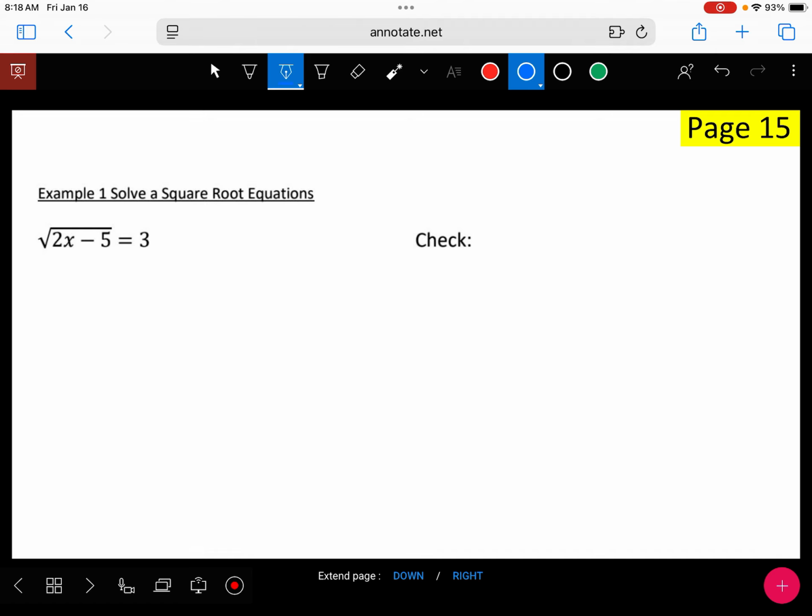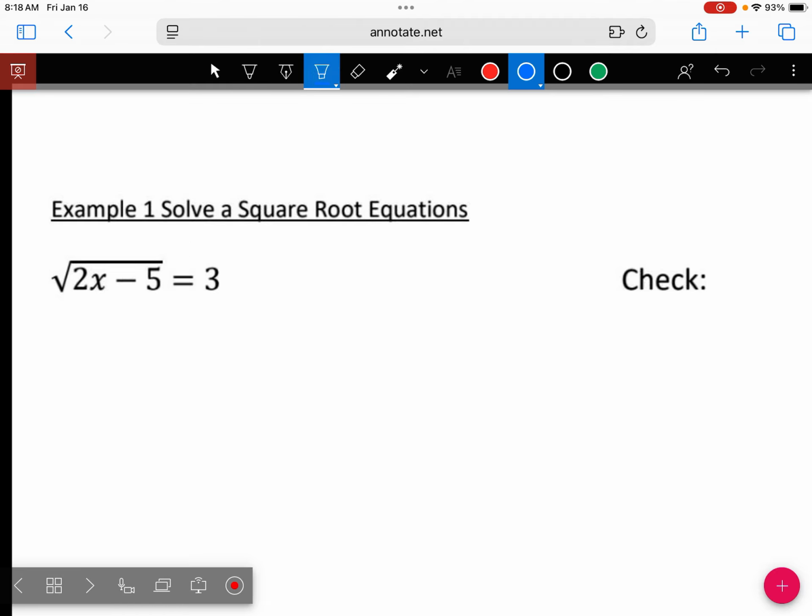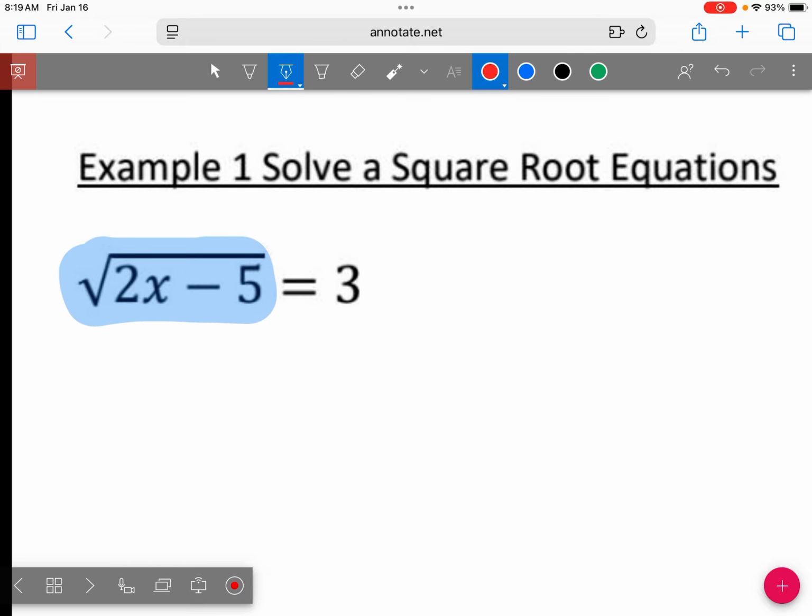This is my square root. It is by itself. There is nothing in front or behind the square root. It's already isolated. So we're going to raise both sides to the power of 2. How do I know I'm raising it to a power of 2 and not 3? What's the number in the elbow? Nothing. And when there's no number, what does that mean? It's a what? A 2.